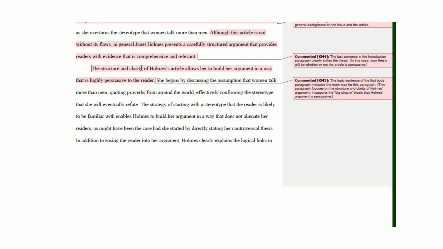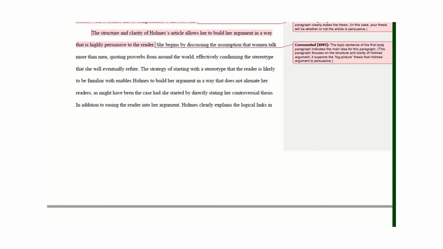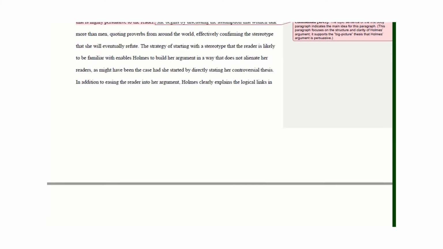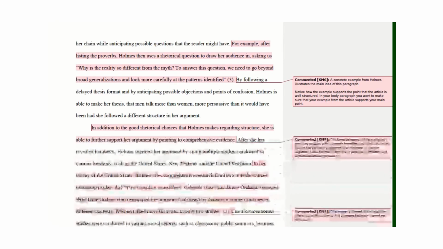Within that body paragraph, you're going to start giving some concrete examples of why this article by Holmes was well structured and clear. You'll notice this is all concrete examples and descriptions, and then for each body paragraph, you're going to want to have a direct quotation that proves your point and connects to the main idea of that paragraph.